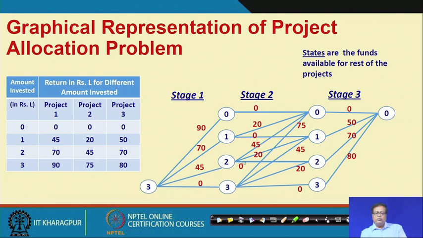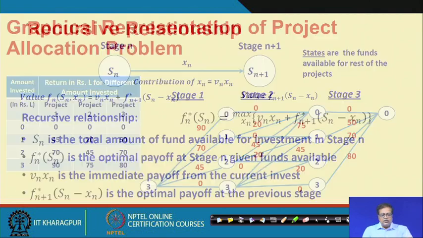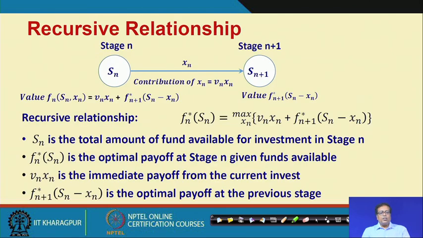This one is 45 plus 20 plus 50, so 115. All these different paths are candidates. But once again, the exhaustive search method requires much more computation. For a simple problem it does not look so, but for a more complicated problem it will take many more iterations and much more time. So, once again, what is our recursive relationship?